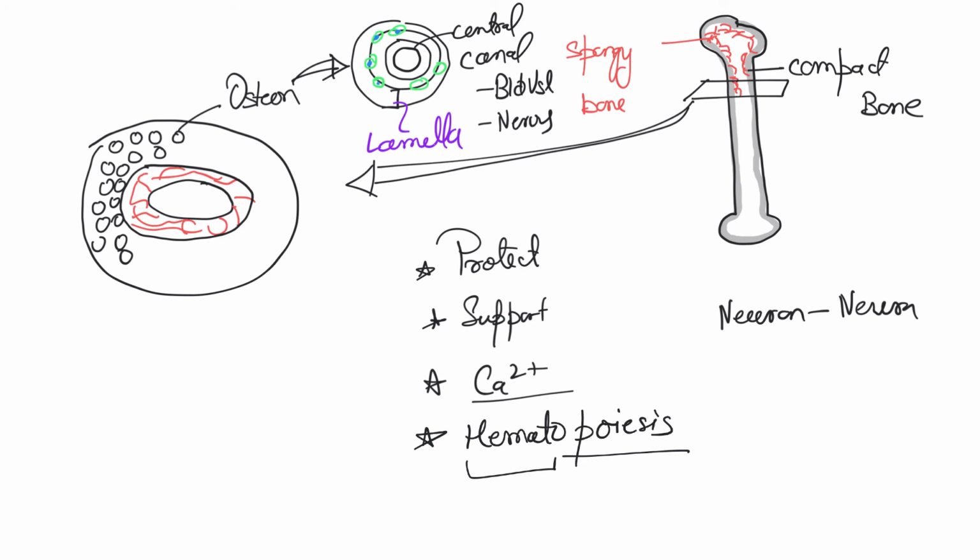So hematopoiesis involves multipotent cells. There's totipotent, pluripotent, multipotent, and unipotent. Hematopoietic stem cells that are present in the marrow cavity of bones are multipotent. They can form a lot of different types of blood cells. In fact, all blood cell types are made in bones, and that is why they're pretty important to us.